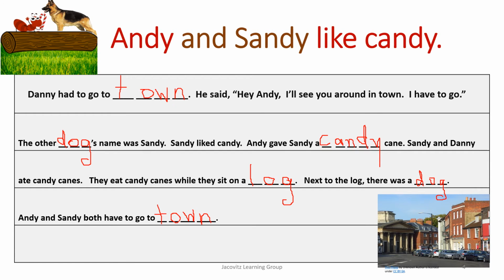But before we do, let's read it. Danny had to go to town. He said, Andy, I'll see you around in town. I have to go. The other dog's name was Sandy. Sandy liked candy. Andy gave Sandy a candy cane. Sandy and Danny ate candy canes. They ate candy canes while sitting on a log. Next to the log, there was a dog. Andy and Sandy both have to go to town.